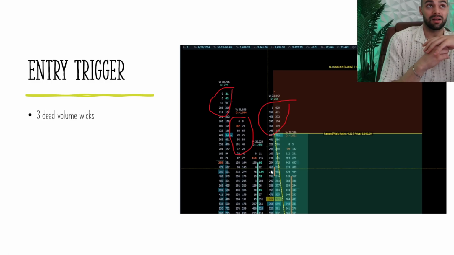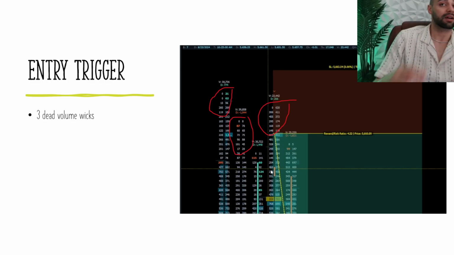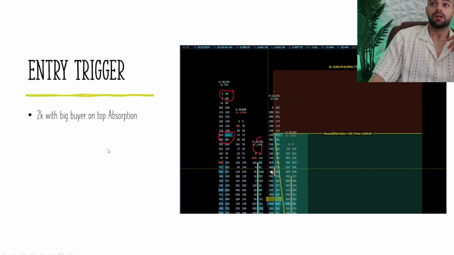It's a decent win rate. I have some videos on this in the Discord, everywhere. Actually, I have some videos on it. So one of the triggers, everything made sense. I took it with small size. So another entry trigger here.